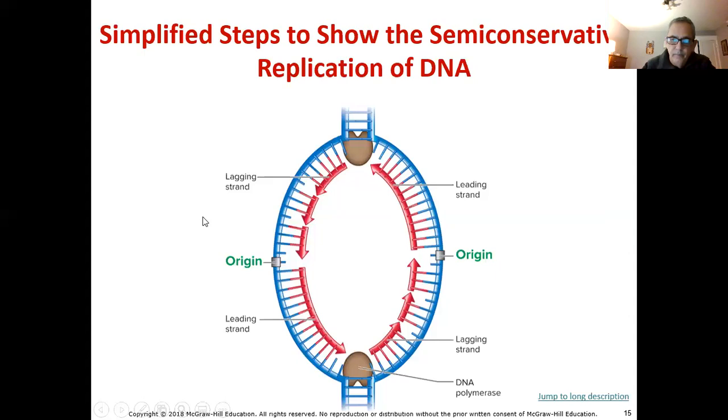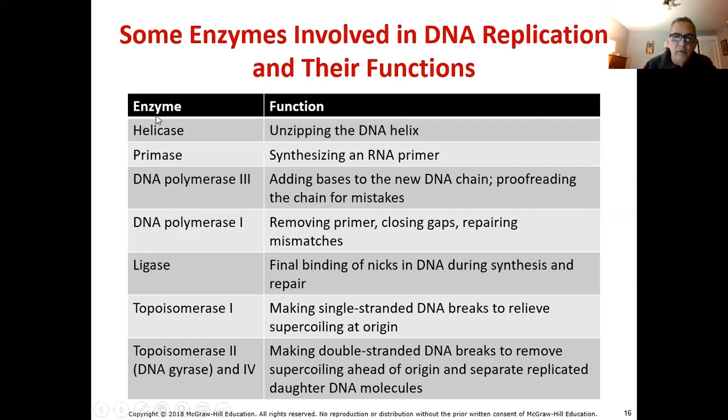The enzymes involved: there's an enzyme that unzips the helix called helicase. You have a primase that makes a small RNA primer. You have two DNA polymerases. One adds bases to the new chain. It also proofreads for mistakes. The other polymerase removes the RNA primer, closes gaps, and repairs mismatches. There's an enzyme that joins together the lagging strand fragments called a ligase.